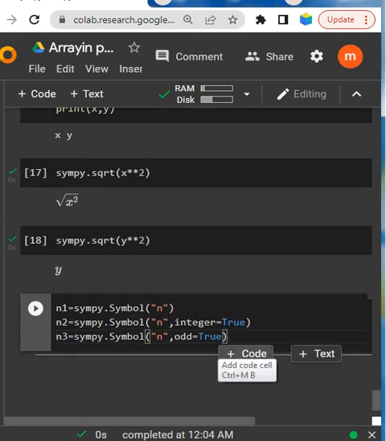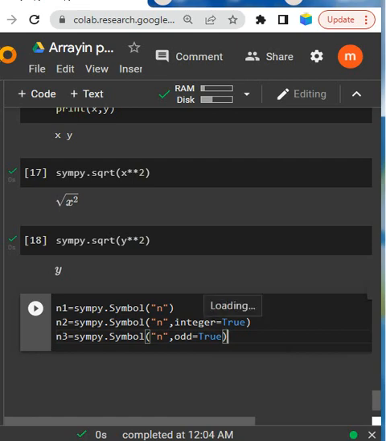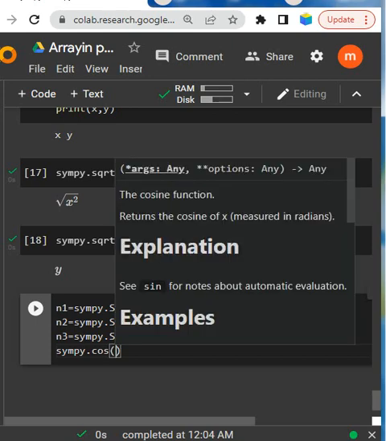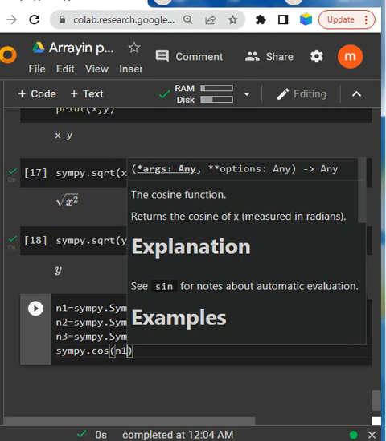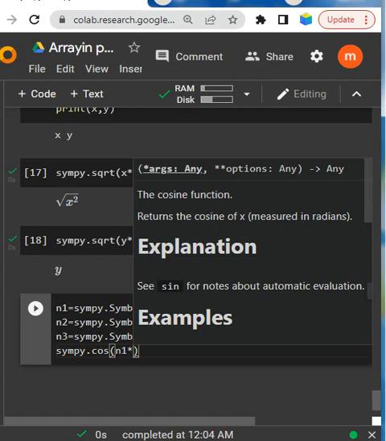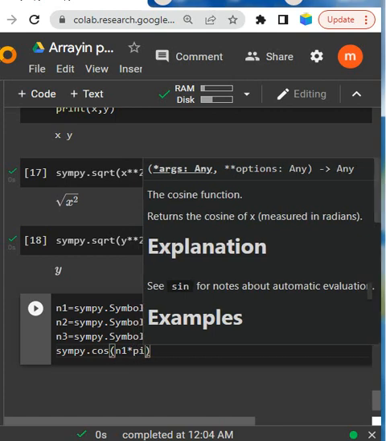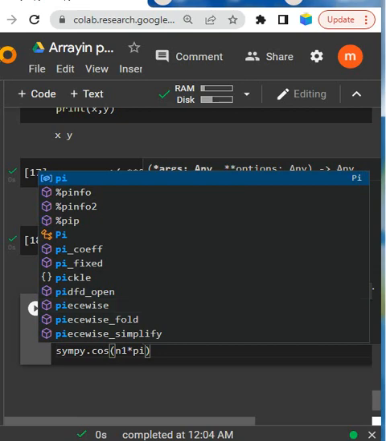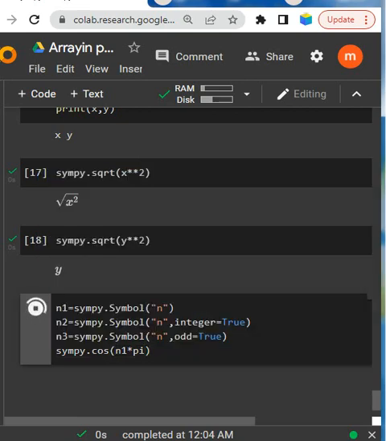And now I am going to use sympy.cos as a trigonometric function, and I am using the first variable n1. This will be multiplied with pi, so I write here pi. So let's see what happened. Just simply symbol n, and it has been printed cos(pi n).